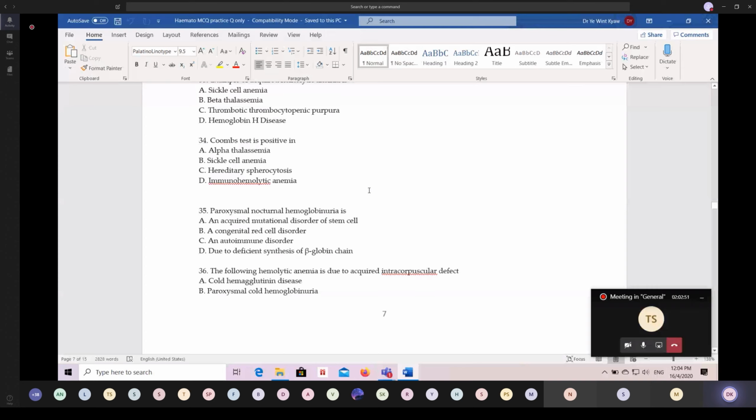Hey, why so long? B or D? Or C? Because I cannot clear your advice. B or D? Or C or A? It's D. Yeah? Immunohemolytic anemia. Or is it not? D. D, correct. Only Coombs positive test.